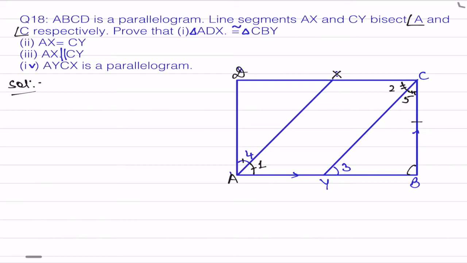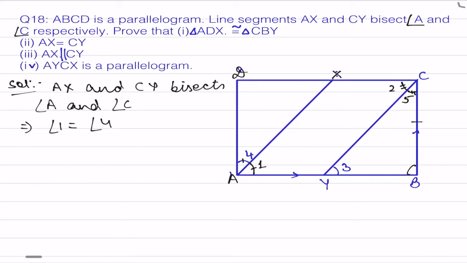So first of all, see they have given that the line segments AX and CY bisect angle A and angle C. Bisect means they divide the angle into two equal parts. So AX and CY bisect angle A and angle C. This means angle 1 is equal to angle 4 and angle 2 is equal to angle 5.